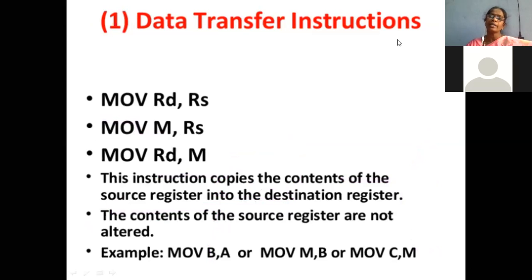So MOV Rd, Rs: Rs is the source and Rd is the destination. For example, if I am writing MOV B, A, which is source and which is destination? B is the destination and A is the source. So information or data is transferred from the A register to the B register. At the same time the A register content will not be changed. That is called a data transfer instruction.